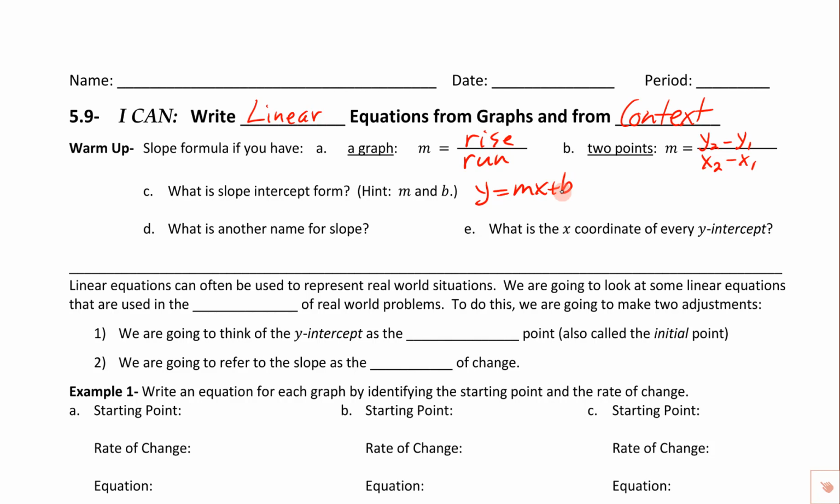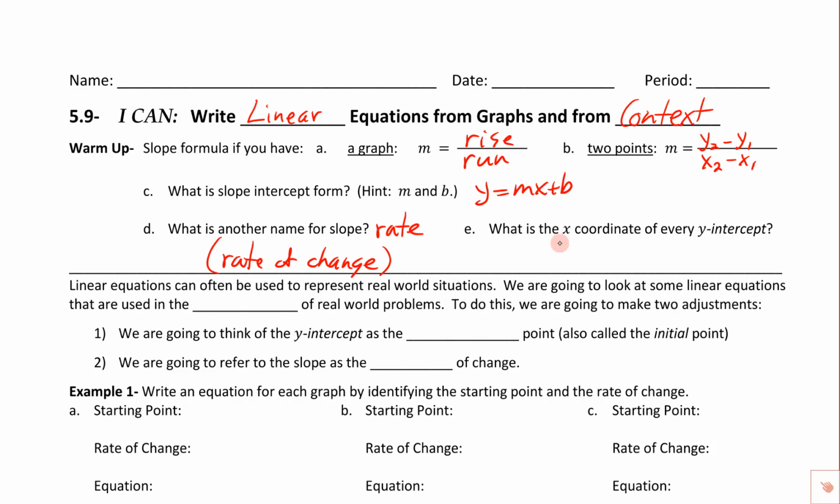Another name for slope, we haven't talked about this in a while. We talked about this a whole bunch in the last unit. Another name for slope is the rate, okay, or also the rate of change. How much are the points changing, both the x and y coordinate, from one measurement or from one point to the next point? So rate or rate of change. When anybody says rate, you should automatically think slope.